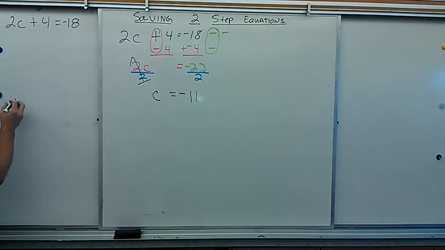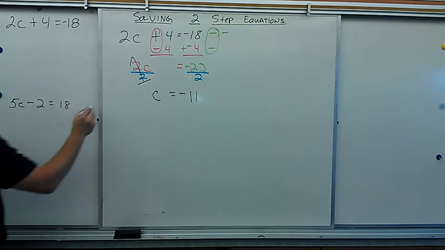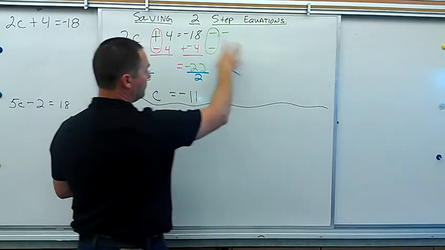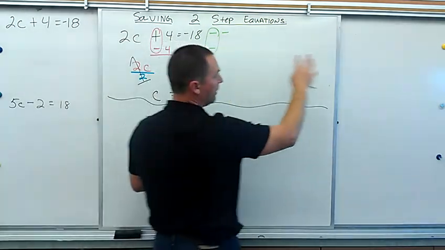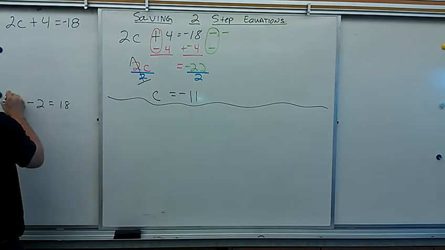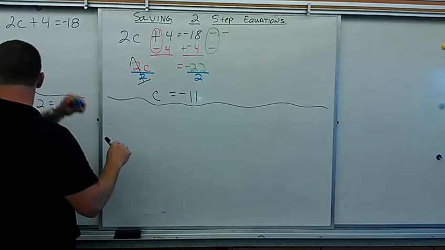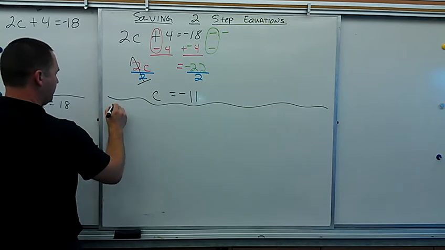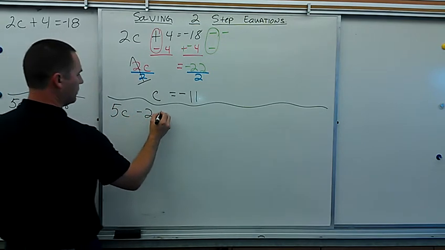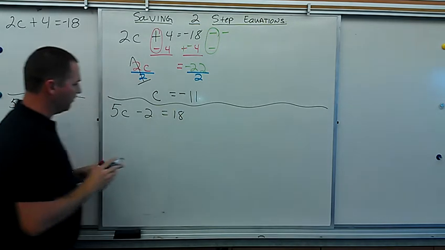Take a look at another one here. It is 5c - 2 = 18. Remember to be adding things to your notes as I'm saying them, and your blue columns, of course. And don't forget to use pause if I'm going too quickly. 5c - 2 = 18.